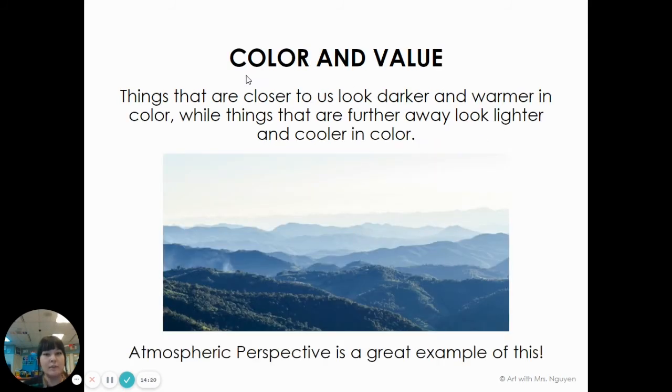Another way to add depth is by adding color and value. Things that are closer to you are usually going to look darker, and things that are further away from us are going to look lighter. That is called atmospheric perspective, and we see things less clear as it gets further away from us.